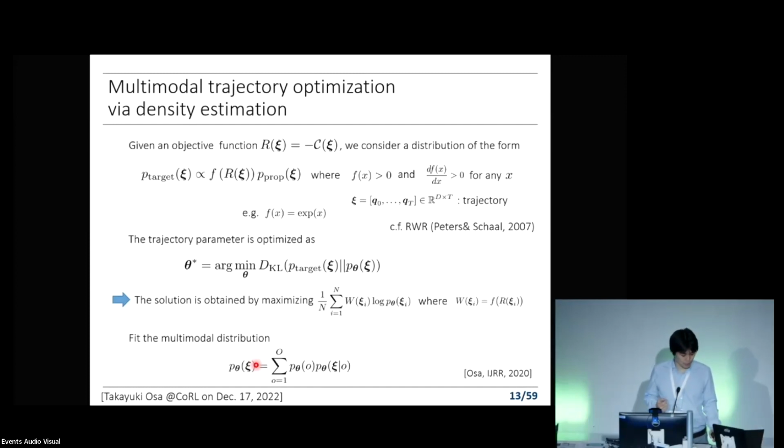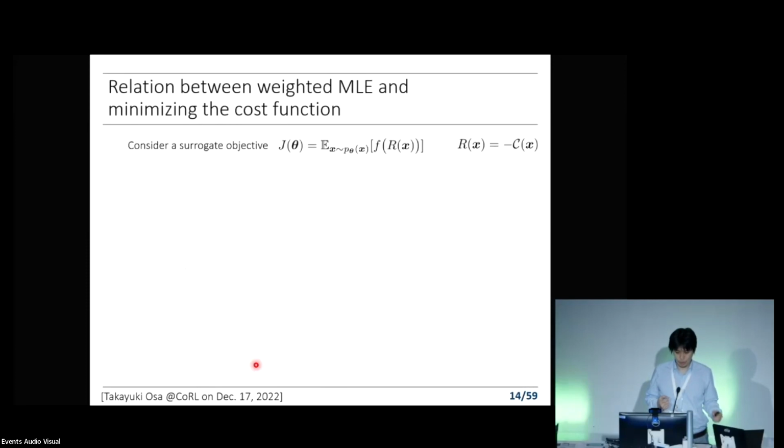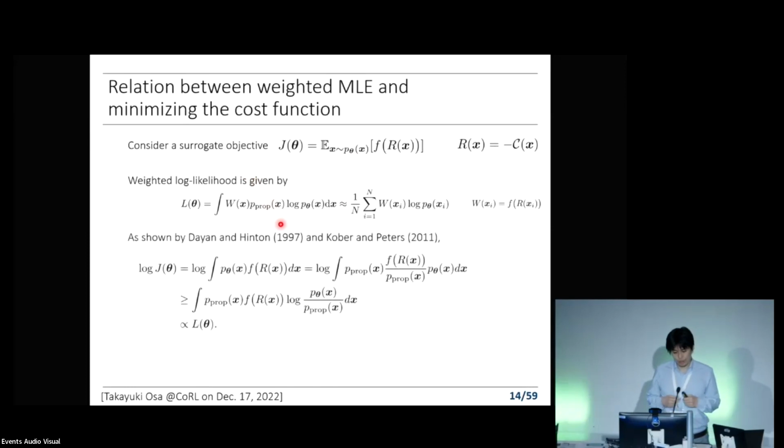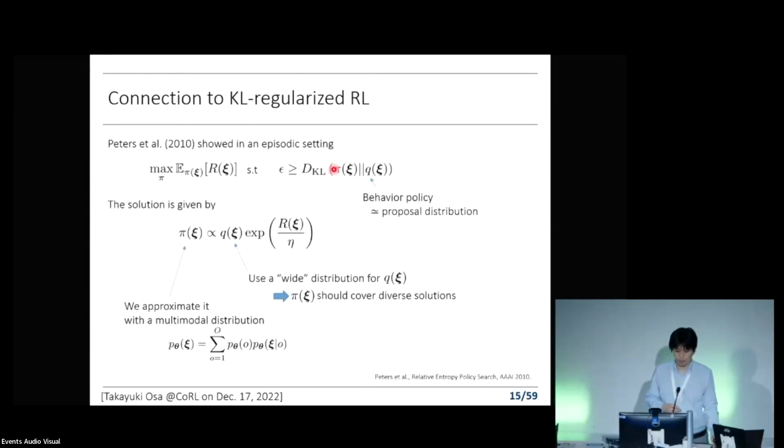Here we formulate the problem as an inference problem, and we can quickly show the connection to minimizing the cost function. First we consider the surrogate objective like this, and now we consider expectation because we are interested in multiple solutions. Then the solution to our inference problem is given by a weighted log likelihood like this. In the context of reinforcement learning, previous studies showed that this weighted log likelihood is actually the lower bound of this surrogate objective. So this is the connection between our inference problem and minimizing the cost function.